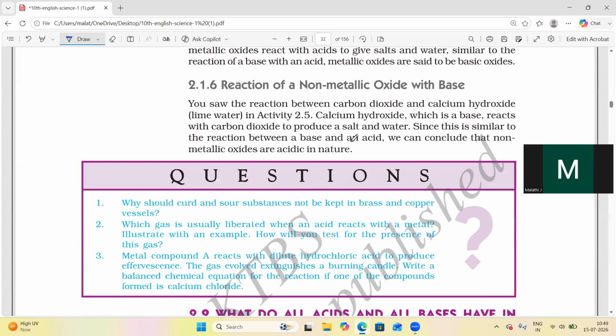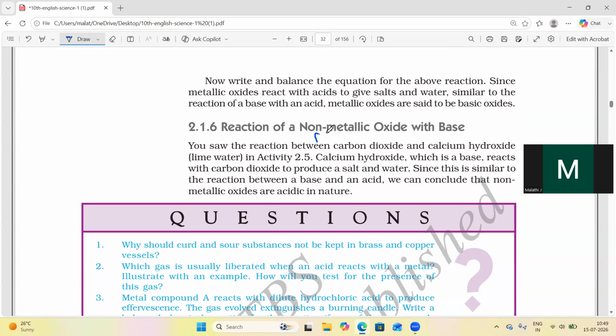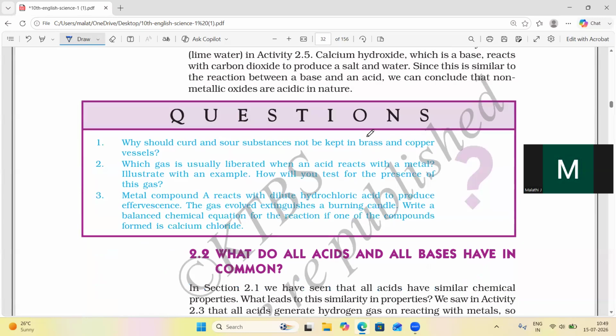Next, reaction of non-metallic oxides with base. Above we studied metallic oxides, meaning metal with oxygen. Here, non-metal plus oxygen, that is, non-metals with oxygen, are called non-metallic oxides. So when a base reacts with a non-metallic oxide, what will you get? You will get salt and water.